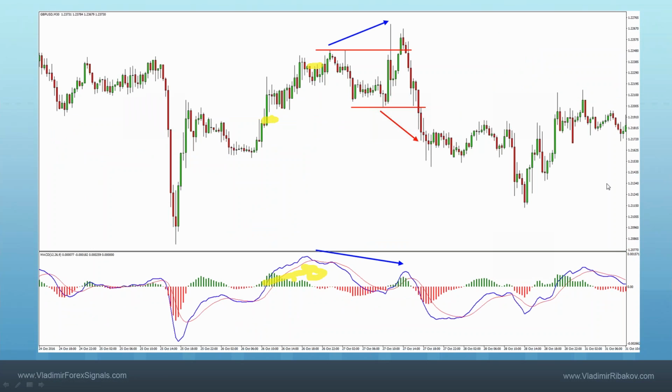Is that a full convergence or a principle? Full, because the MACD, exactly, MACD follows as well. MACD histogram creates lower lows together with the break. Okay?